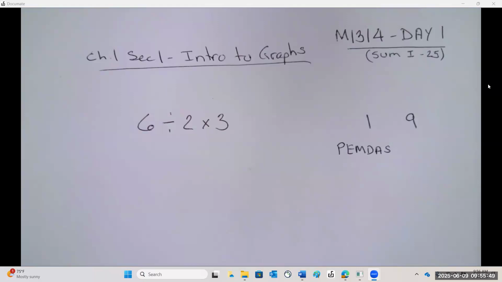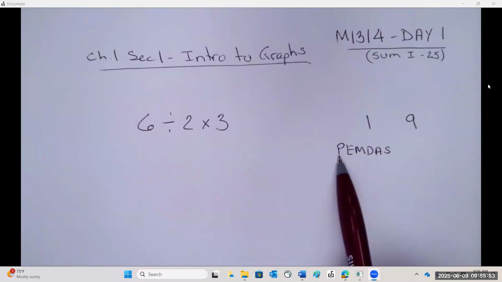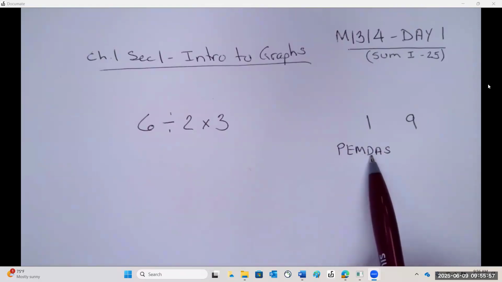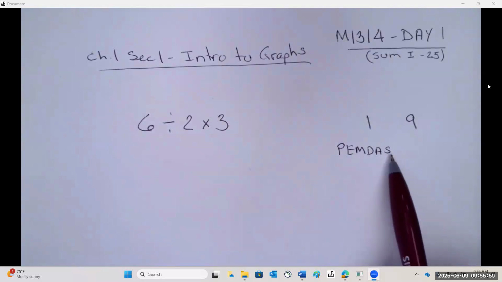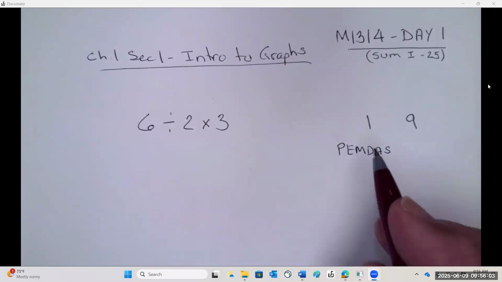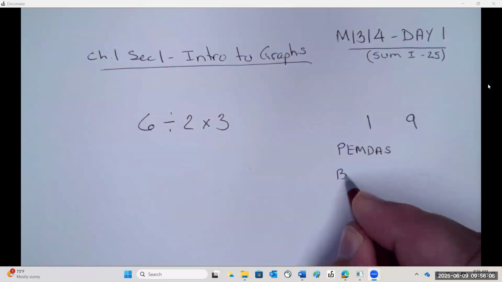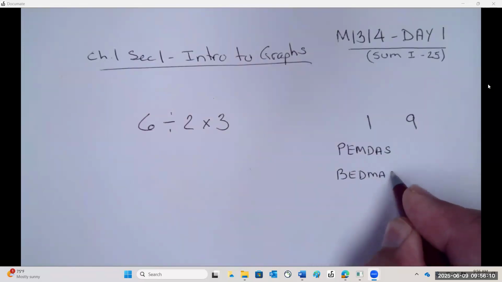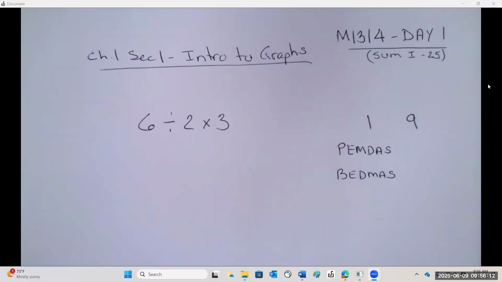What does it stand for? Parentheses, exponents, multiplication, division, addition, subtraction. You know what the Europeans call it instead of PEMDAS? BEDMAS. Brackets, exponents, division, multiplication, addition, subtraction.